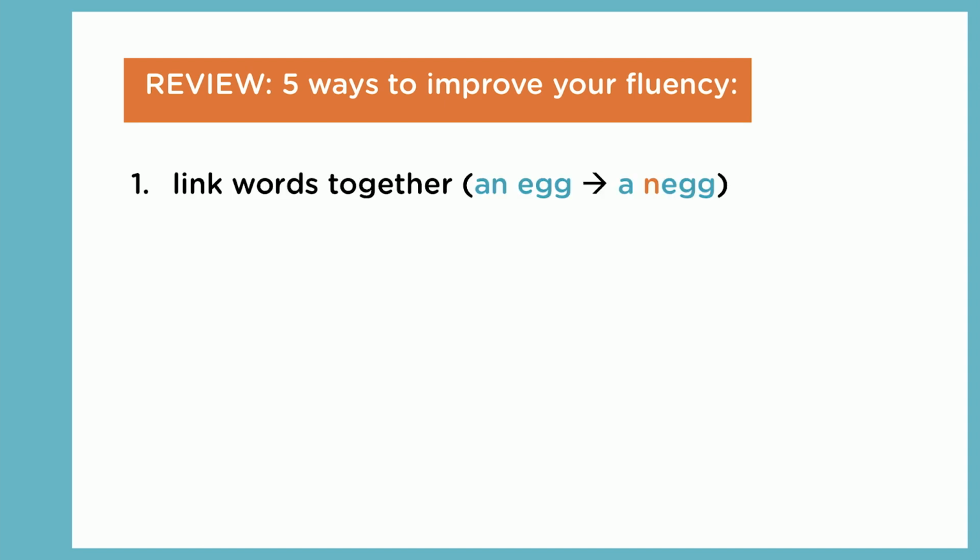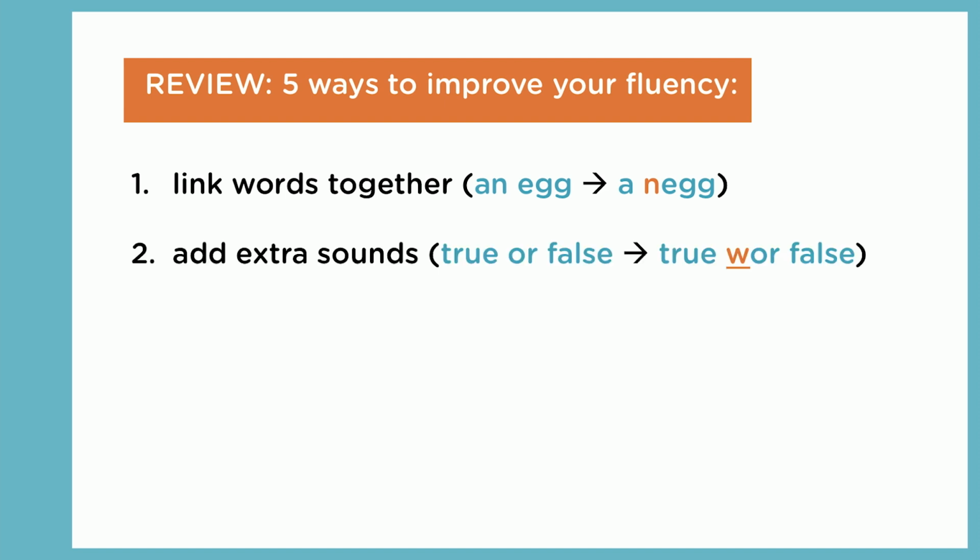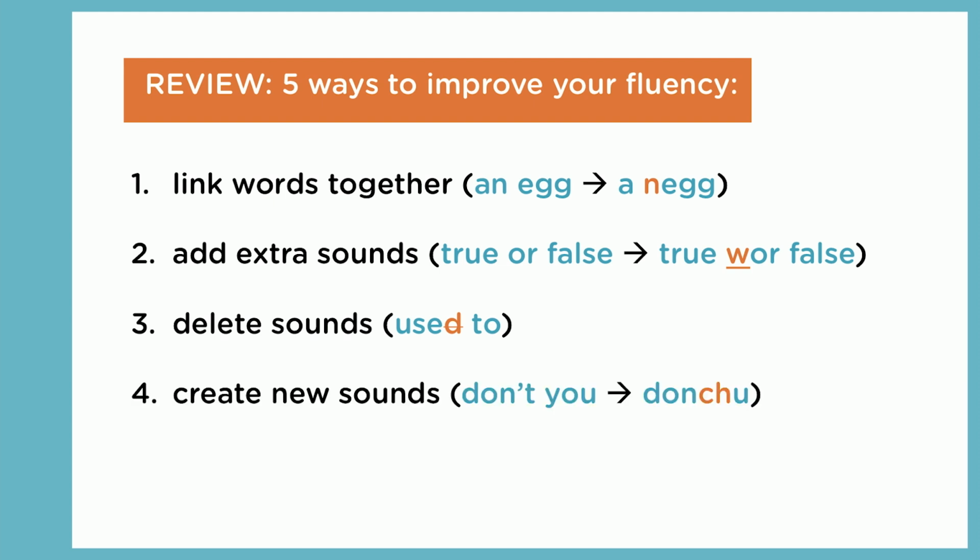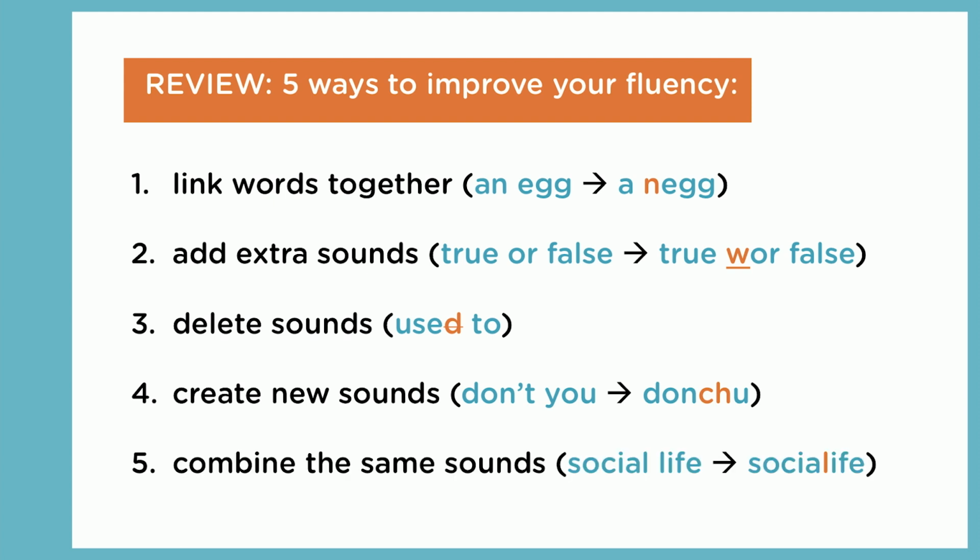You link words together, so an egg becomes an egg. An egg? An egg. Fine. You add extra sounds, so for example, true or false should be true or false. Got it. True or false. Number 3, we often delete sounds, used to, for example. We create new sounds, so don't you becomes don't you, Pussycat Doll song. And then number 5, you can combine the same sounds. So for example, social life ends with l, starts with l, becomes social life.